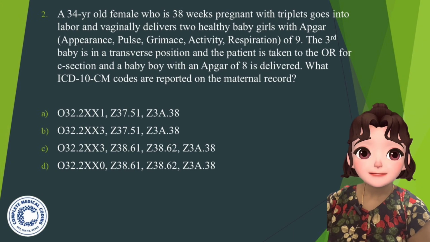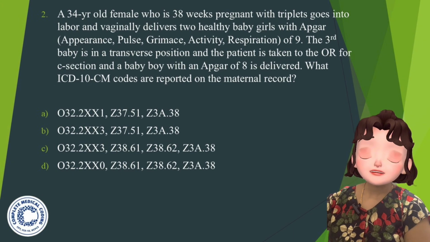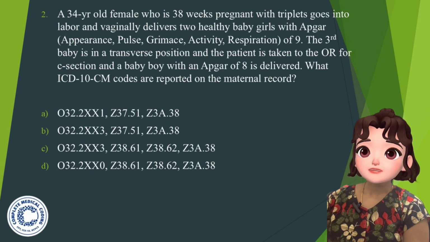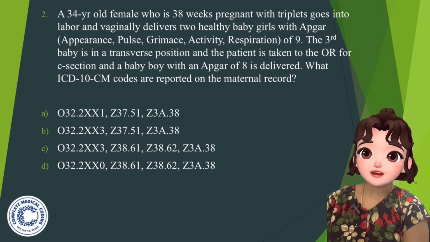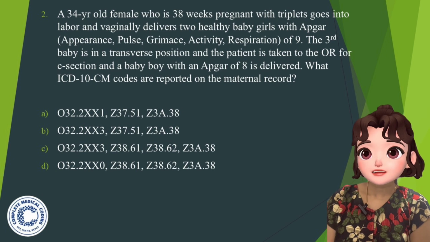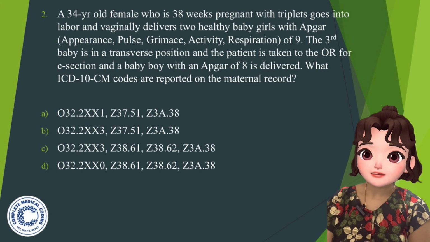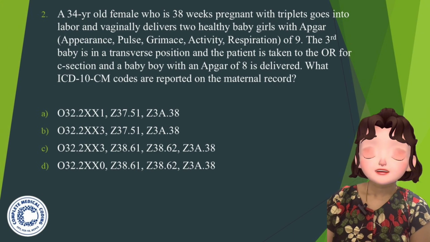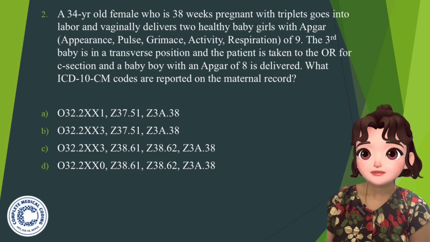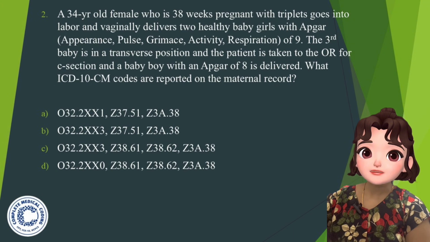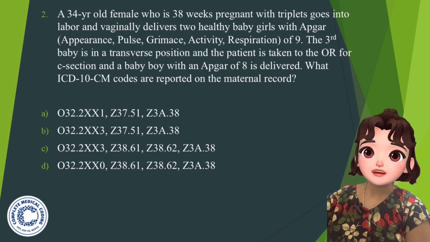What is the first code? While coding pregnancy, it should be an O code first. So what is O32.2XX1? If you check in the ICD book, in 2XX1, the last number 1 represents fetus 1. After the placeholder X, the number represents the number of fetus. Since here it is 3, it should be O32.2XX3 because it's triplets. So number of fetus 3. That is there in options B and C.